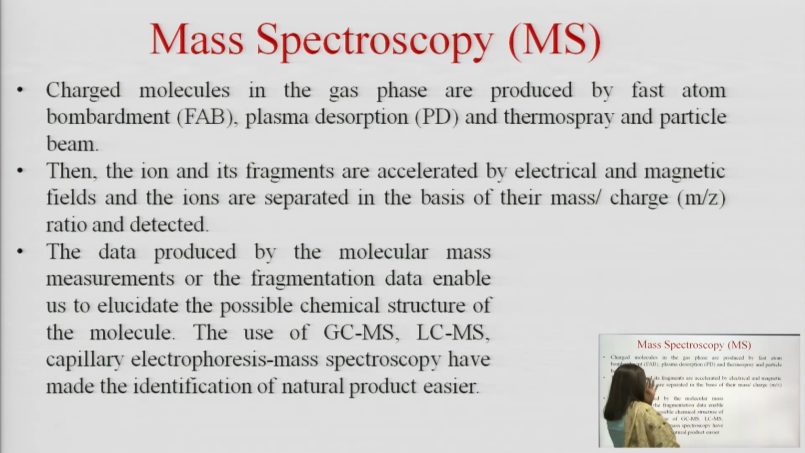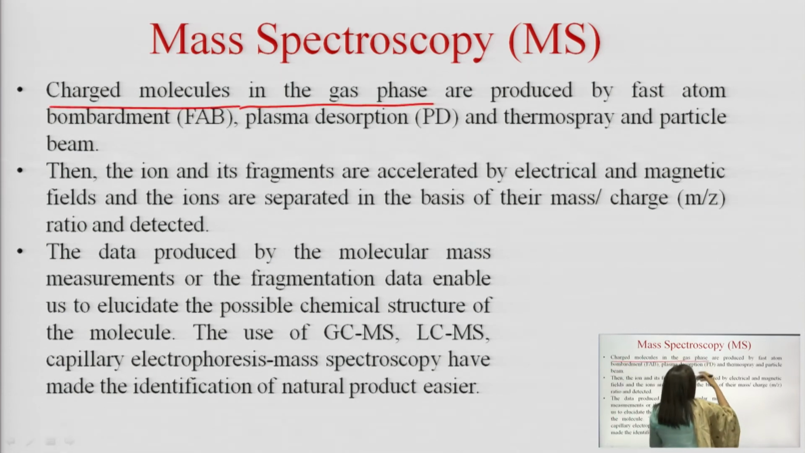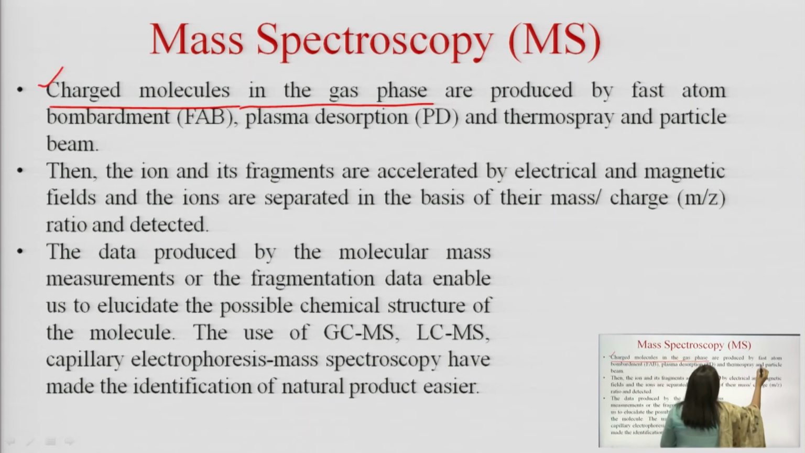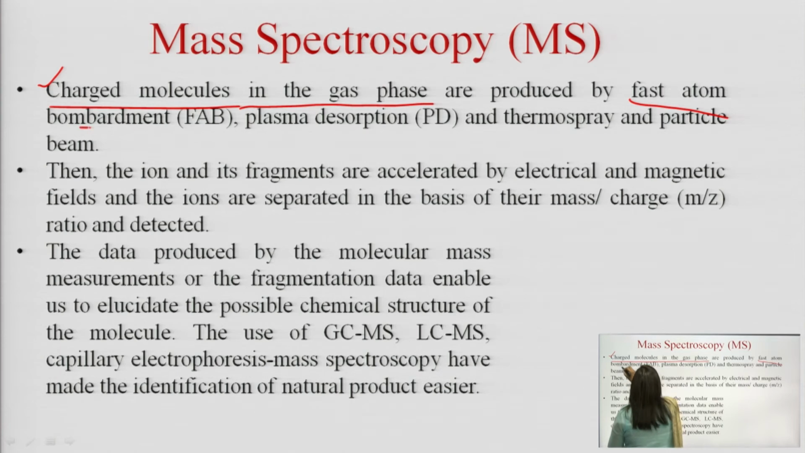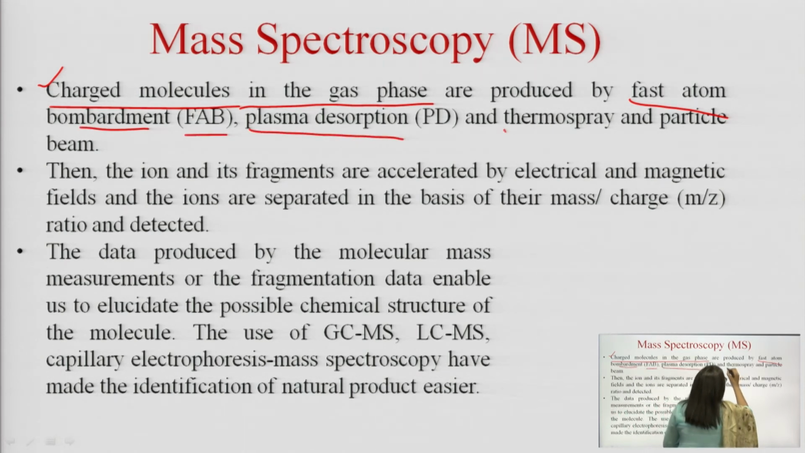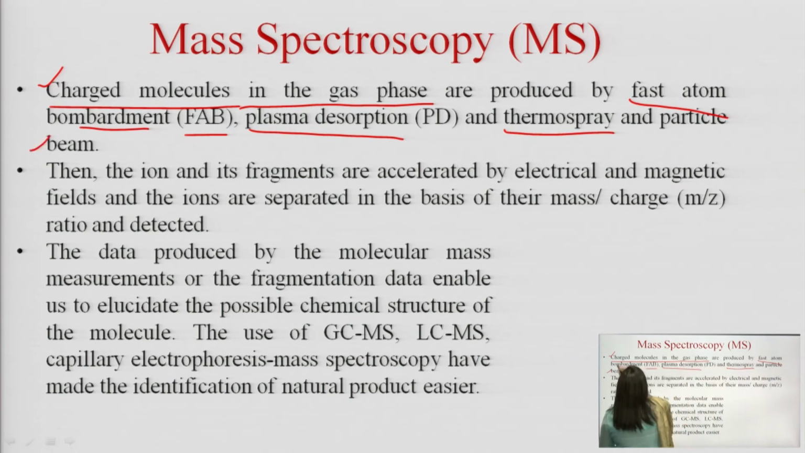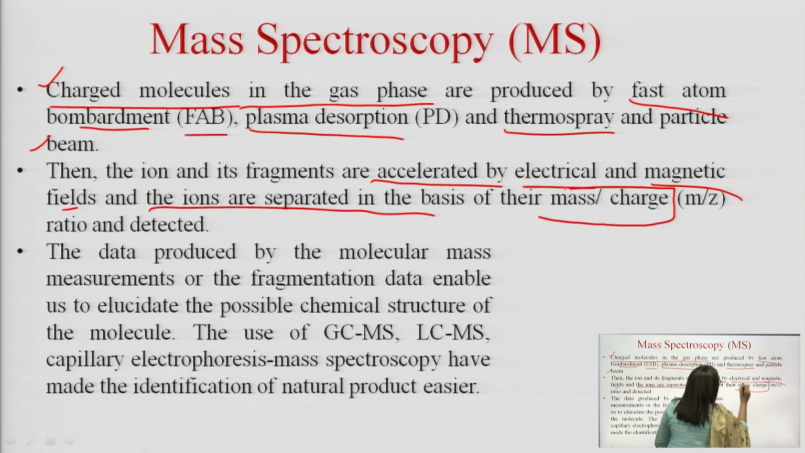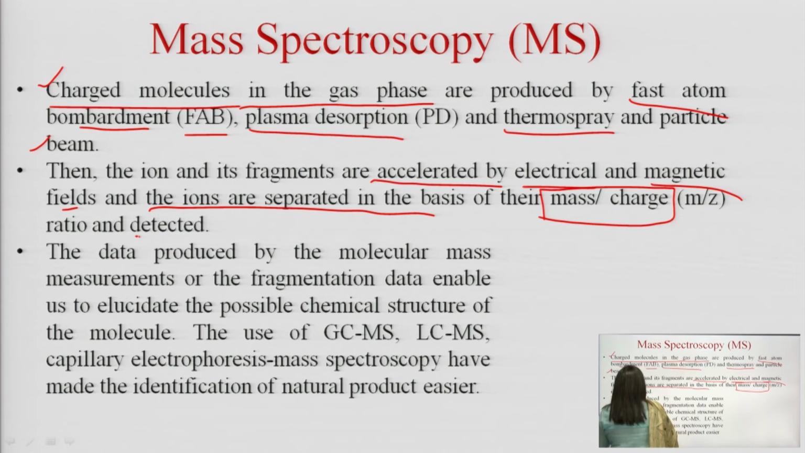Once the ionization proceeds, we have charged molecules present in the gaseous phase, because we have already volatilized the sample. These charged molecules are produced by fast atom bombardment, also called FAB, plasma desorption, that is PD, thermospray, and particle beam. Next, the ion and its fragments are accelerated by electrical or magnetic fields, and the ions are separated on the basis of their charge by mass ratio and are detected.